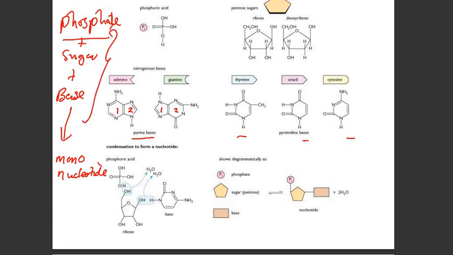This is the bonding you're going to see. You're going to have a condensation reaction here between the phosphate group and the sugar. This is the pentose sugar, and also a condensation reaction between the nitrogenous base and the sugar molecule, hence giving off two water molecules. That's basically what we are having. So condensation reaction is a reaction that happens to connect these three units to produce a nucleotide. That's basically what we have.